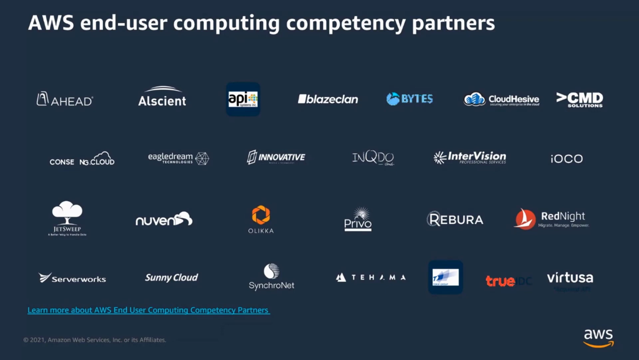AWS has a competency partner network with consulting partners specializing in AWS end-user computing services. These partners provide services and offerings around the world to help customers with strategy, professional services, managing infrastructure, repeatable intellectual property, and optimization of end-user computing technologies on AWS. More information can be found on our website.